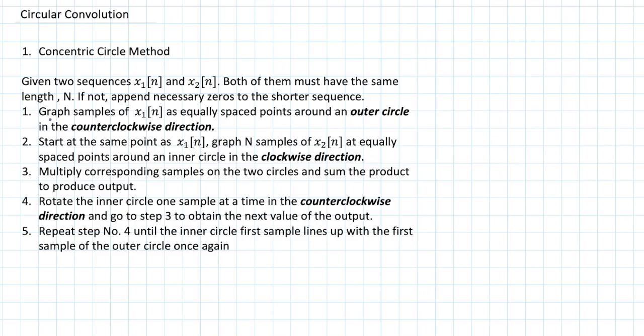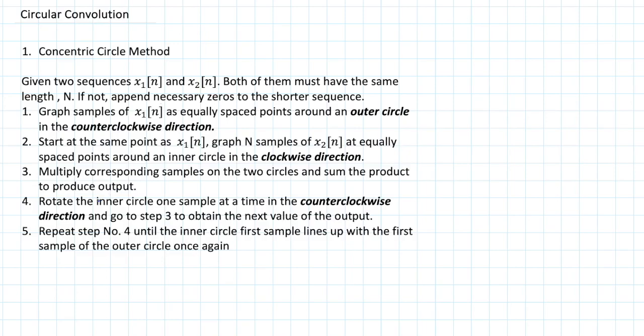Then as the first step, graph the samples of x1 of n at equally spaced points around an outer circle in the counterclockwise direction. Then the second step is to start at the same point as x1 of n, then graph n samples of x2 of n at equally spaced points around an inner circle in the clockwise direction. Then the next step is to multiply the corresponding samples of the two circles and sum the products to produce the output.